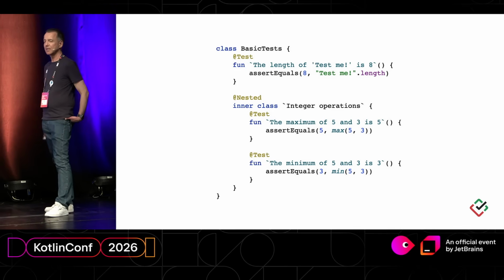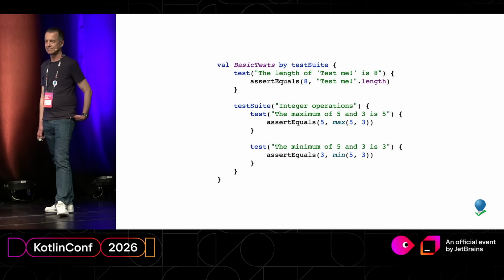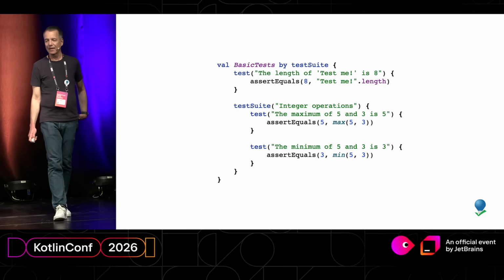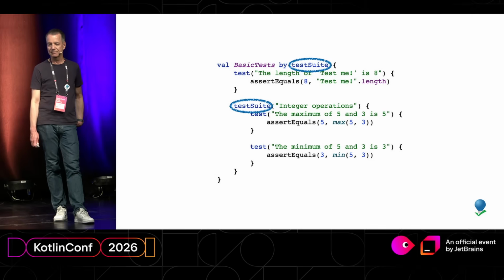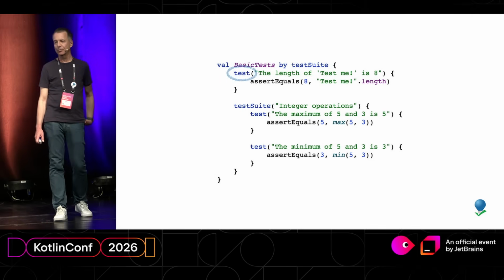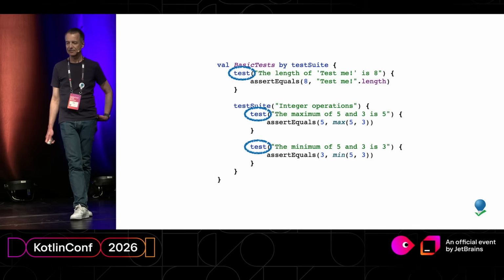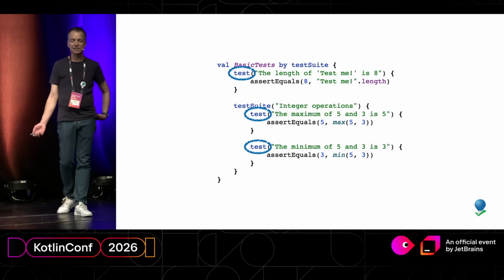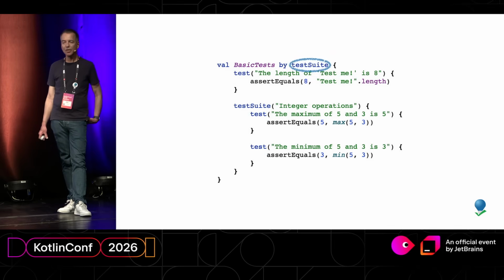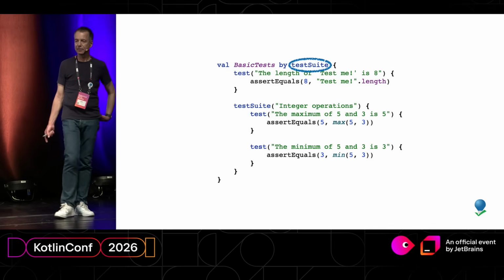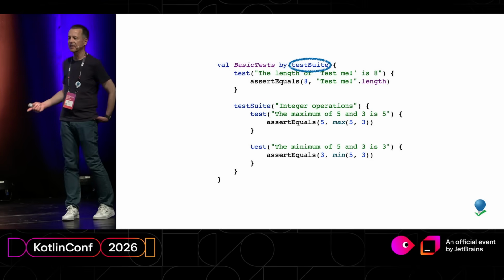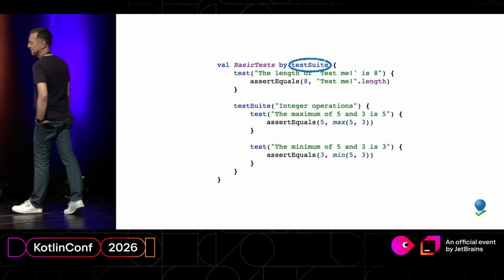In TestBalloon, the same thing looks like this. We just have 2 functions, test suite, which groups things, and the tests. And the rest is plain Kotlin. At the top level, we have a property, because we need to start somewhere, right? The language needs an anchor point.